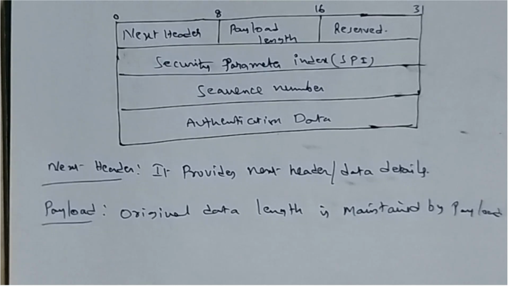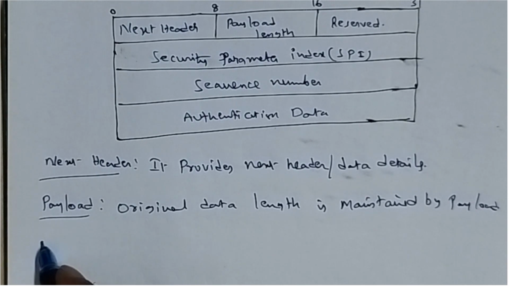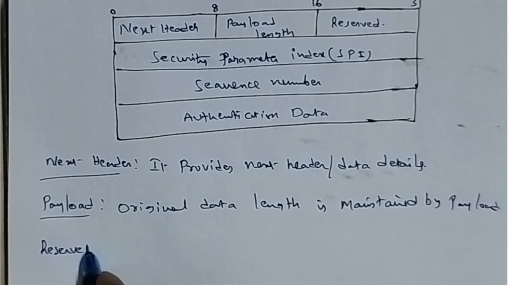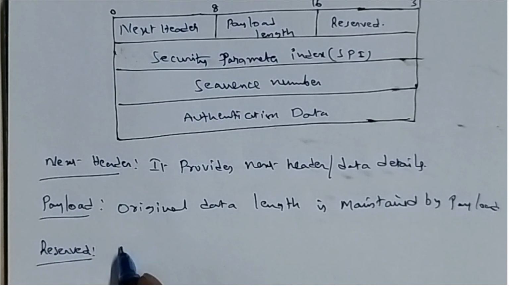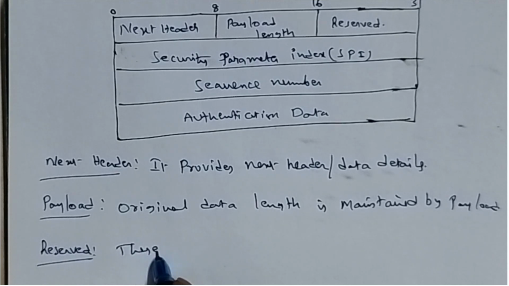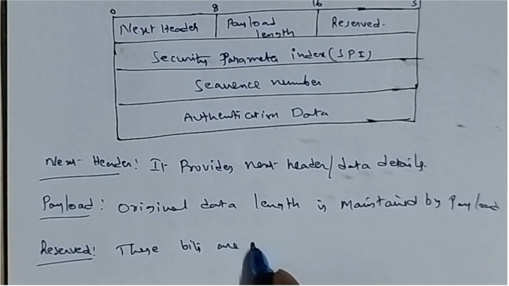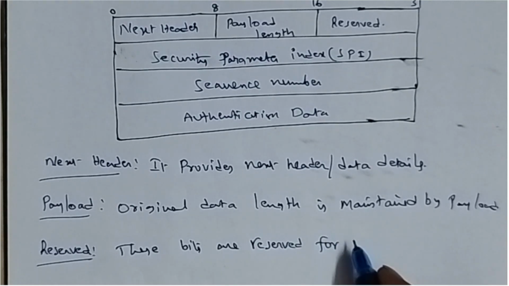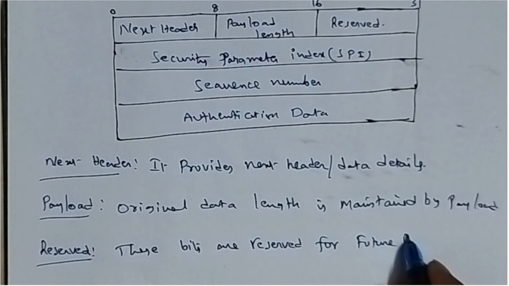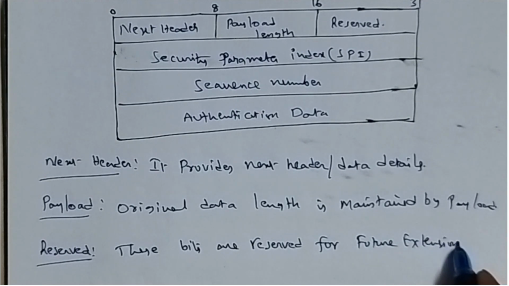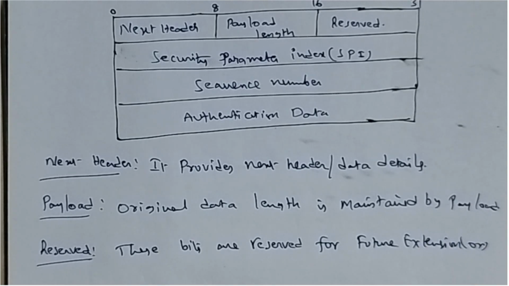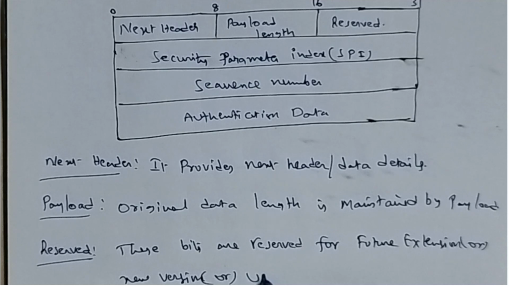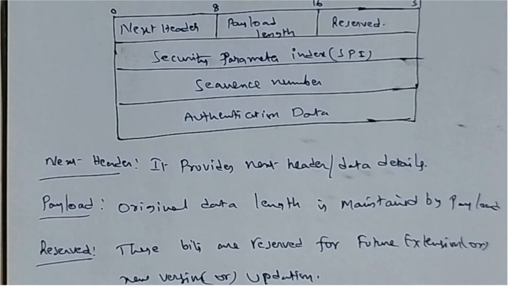Okay, the reserved block is nothing but these bits are reserved for future extensions, new versions, or upgradation of the authentication header. What is reserved? These bits are reserved for future purposes, extensions, or new versions, or updation purpose.